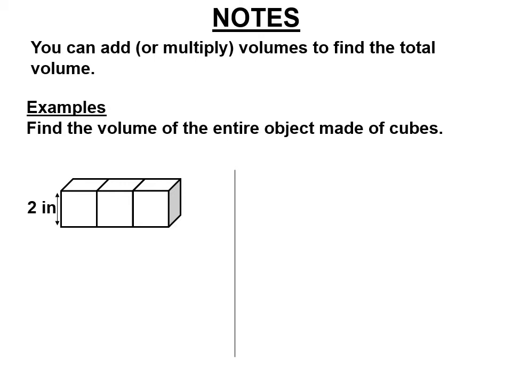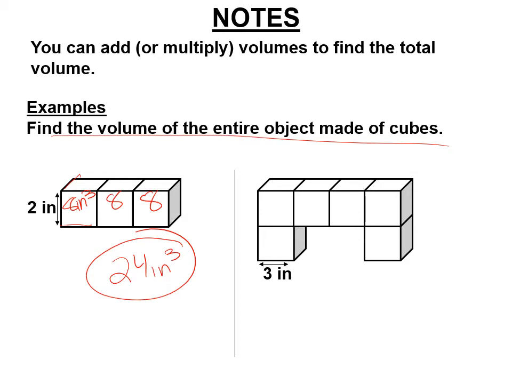Just like we added up squares, we can add up cubes. So the volume of this entire object is made up of cubes. If all the dimensions are the same, this first one is 2 by 2 by 2. We just did that. It's 8 cubic inches. So is that one, and so is that one. So there are 3 of them. In total, they are 24 cubic inches of volume.